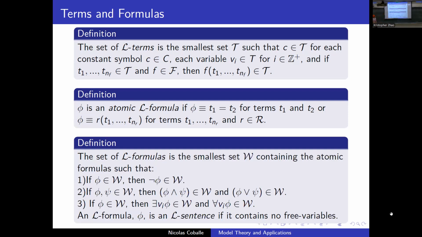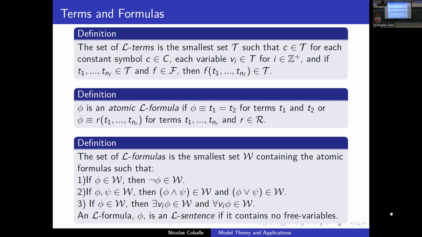Okay, and the set of L formulas is the smallest set W containing the atomic formulas such that if phi is a formula, then not phi is a formula. And if phi and psi are both formulas, then their conjunction and their disjunction are also formulas. And for quantifiers, if phi is a formula, then there exists some vi, so some variable, phi is a formula, and for all vi, phi is a formula. And we also say an L formula phi is an L sentence if it contains no free variables.